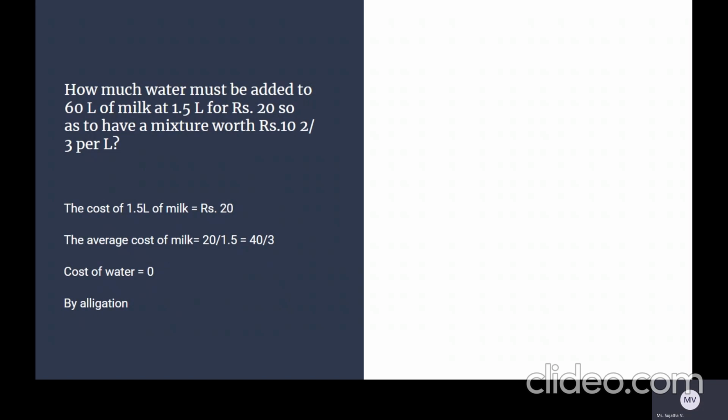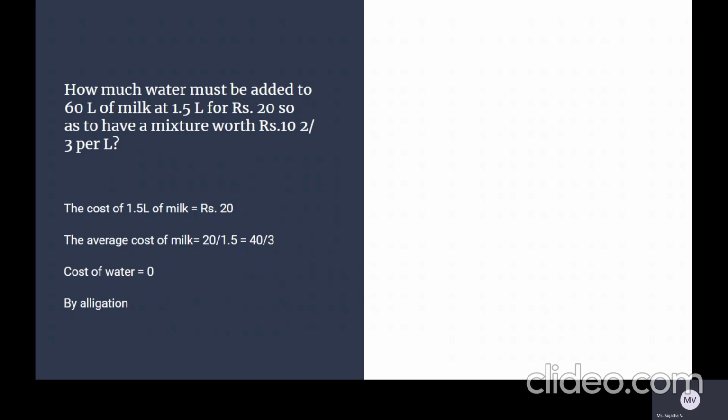Here we have a question: how much water should be added to 60 liters of milk at 1.5 liters for rupees 20 so as to have a mixture worth rupees 10 and 2 by 3 per liter? Now here we have to get an average. Again, if you remember from the last video, we are working with averages. Averages could be anything. It can be the cost price, it can be percentage, it can be percentage concentration of the solution.